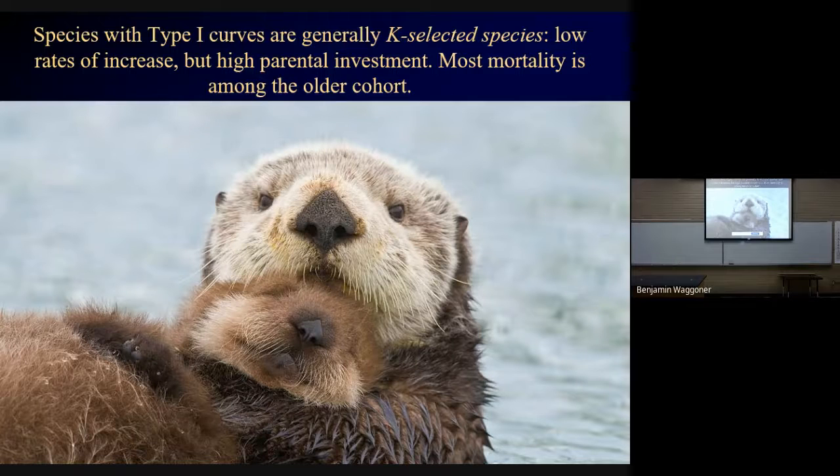And in K-selected species, the species doesn't increase its numbers very fast, and there's a great deal of parental investment. Now, in the case of mammals, this is pretty obvious because mommy mammals invest a great deal of energy in nurturing the fetus in the uterus before it's even born. That takes a great deal of metabolic energy on the part of the mother. And then after that, mommy feeds the babies with milk, and that takes an enormous amount of energy.